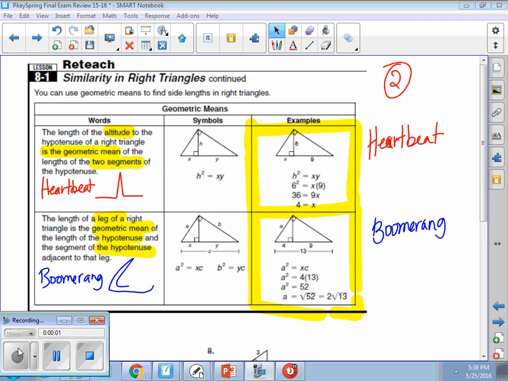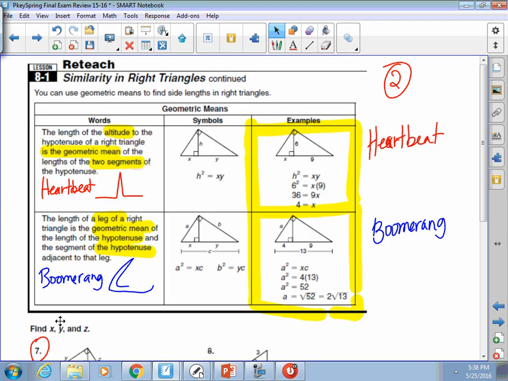Alright, for your special rights, so for your right triangles first, a couple things you need to make sure you recognize are heartbeat and boomerang. You're going to have 2 questions over this section. Memorize how to do heartbeat.